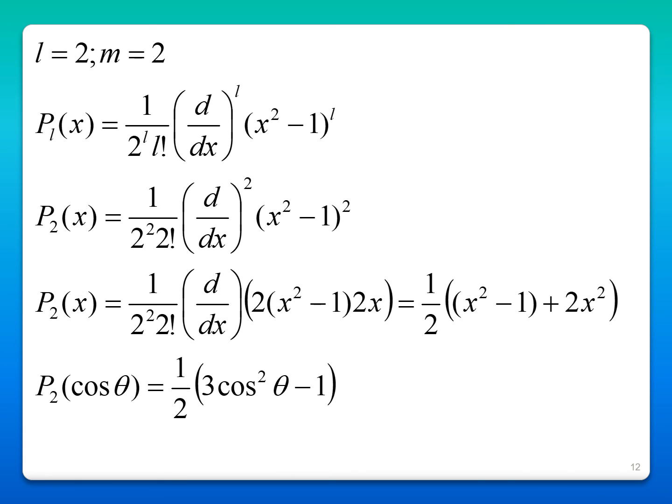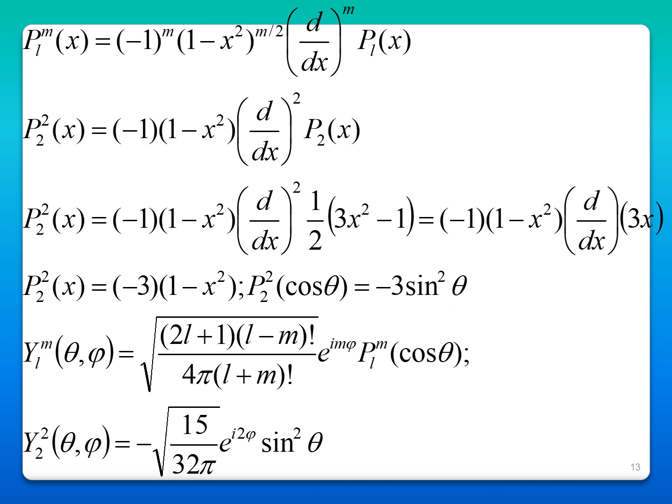Similarly, if you do it for M is equal to 2, P2 of cos theta is the same thing, that is 1 by 2, 3 cos square theta minus 1, and P_2^2 is 3 sin square theta. So Y_22 of theta and phi is square root of 15 divided by 32 pi e power i 2 phi sin square theta.